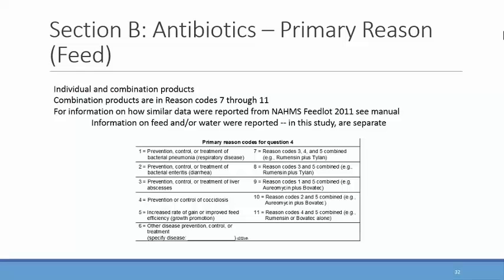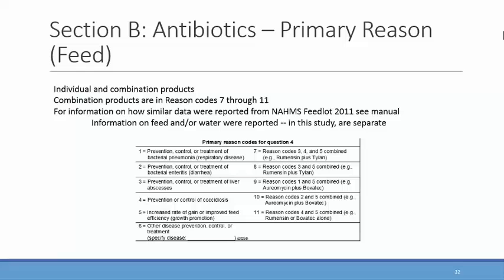And then you'll see over on the right that the reason codes are combined. Codes 3, 4, and 5 actually, the common factor in those is reason code 5, which is increased rate of gain or improved feed efficiency. So you'll see things like Rumensin is included in there for increased efficiency or growth promotion.